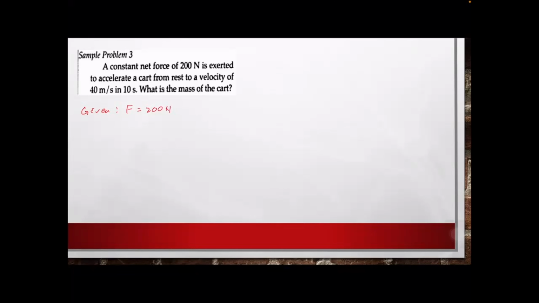Yes, Pearl. Acceleration, 40 meter per second. Ay, velocity pala. Velocity po pala. Ano yung velocity na 40 meter per second? Meron tayong dalawa eh. Is this final or initial? Ano po, initial?